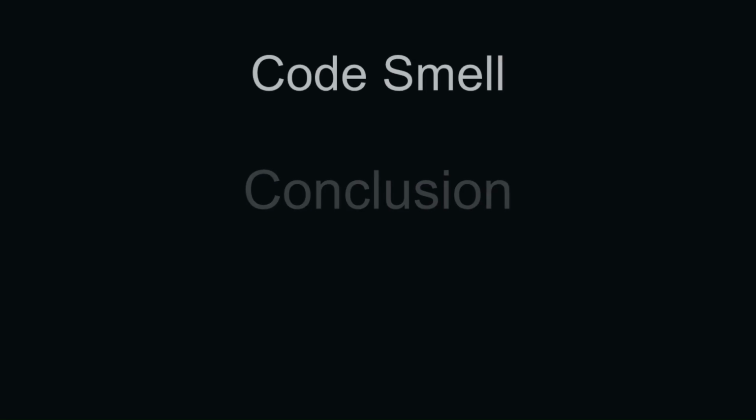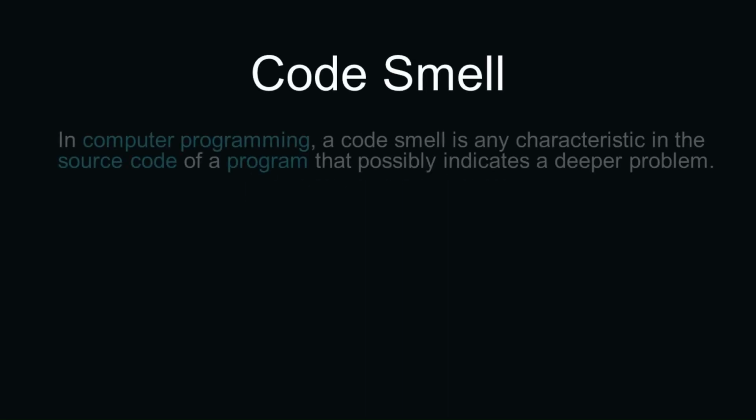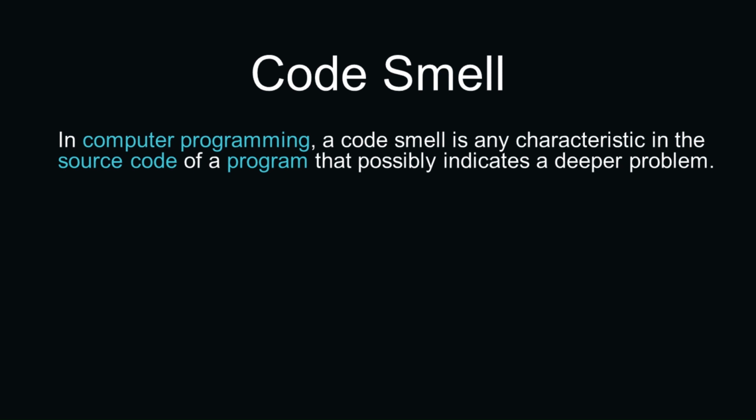First, I'd like to introduce you to a term we haven't used so far in this course: code smell. According to Wikipedia, in computer programming, a code smell is any characteristic in the source code of a program that possibly indicates a deeper problem. That is, a code smell is a symptom for something that wasn't written well in our code. When you encounter a code smell, you should stop and ask yourself, is there a better way to write this code? So let's go through the lessons we've learnt in this module and discover the code smells we've encountered.